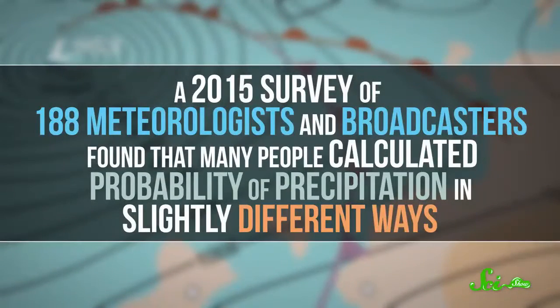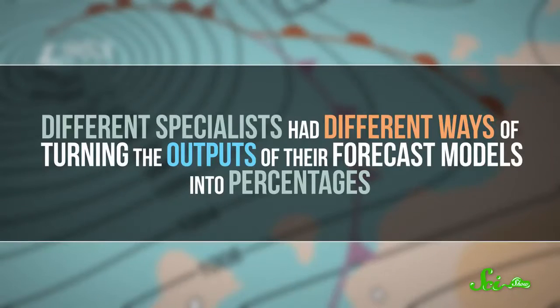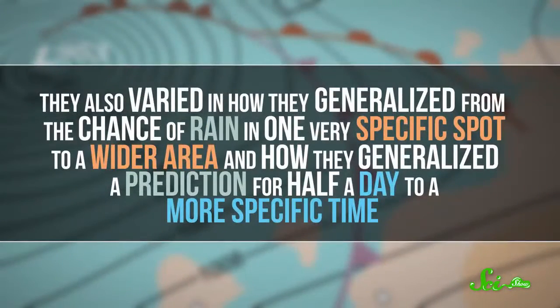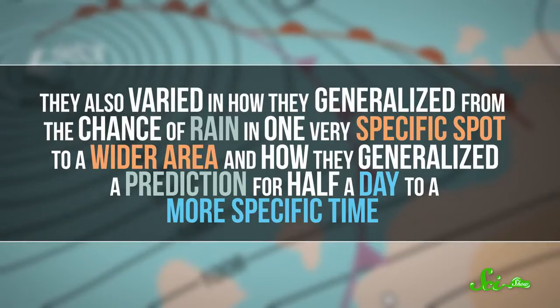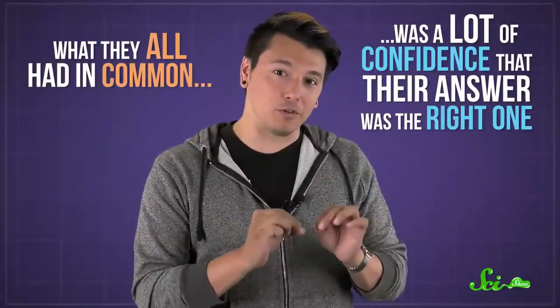A 2015 survey of 188 meteorologists and broadcasters found that many people calculated probability of precipitation in slightly different ways. Different specialists had different ways of turning the outputs of their forecast models into percentages. They also varied in how they generalized from the chance of rain in one very specific spot to a wider area, and how they generalized a prediction for half a day to a more specific time. What they all had in common, though, was a lot of confidence that their answer was the right one.